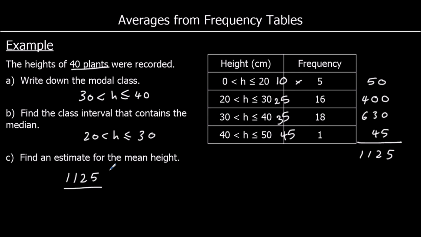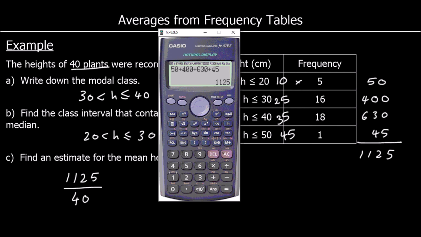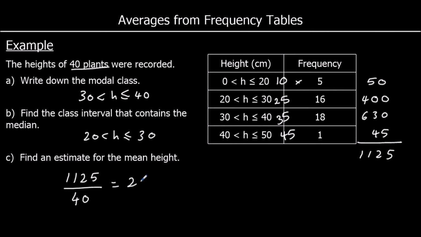And we're going to divide by how many? And there are 40. The total frequency is 40. There are 40 plants. So divide by 40. And that's 28.125 centimeters. So does that make sense? 28.125. That's at the end of the 20 to 30 group. So that seems to be a sensible mean height.